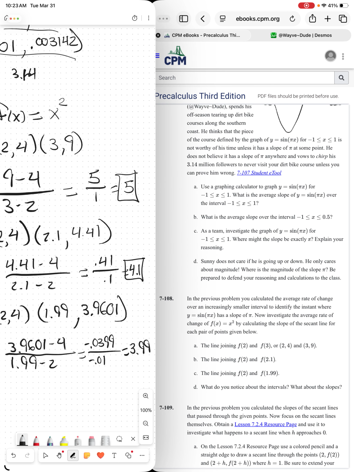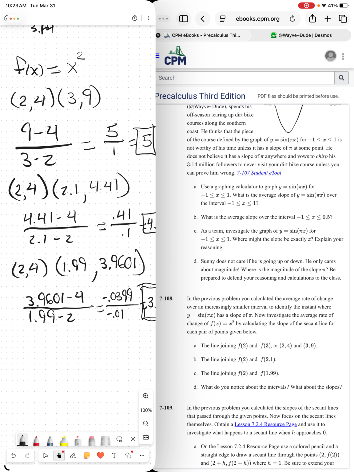Right? What do you notice about the intervals? They got closer and closer together, and the slopes are approaching 4. So they're getting really close to 4.